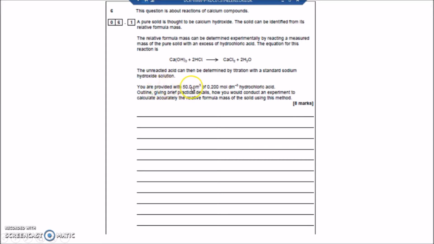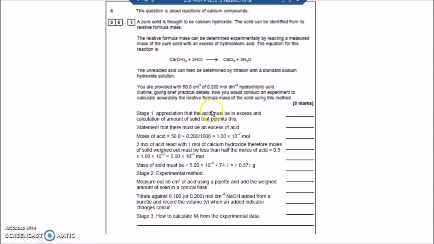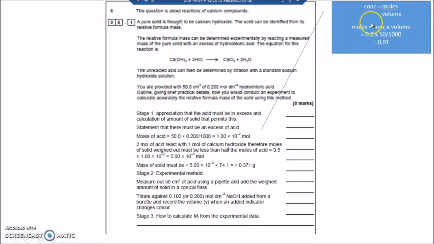So you're provided with 50 cm³ of 0.2 mol/dm³ hydrochloric acid. So first of all, before we go any further, let's work out how many moles that is. We've been given a volume, we've been given a concentration, so let's work out the number of moles that we've got. Concentration is moles divided by volume, so moles is concentration times volume. Concentration is 0.2. The volume is 50 cm³. We've got to get into dm³. To go from cm³ up into a larger unit, dm³, you divide by 1,000. So it's 0.2 multiplied by 50 divided by 1,000, 0.01. That's the number of moles of acid that we've got.